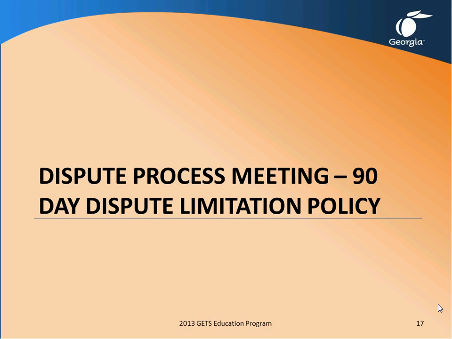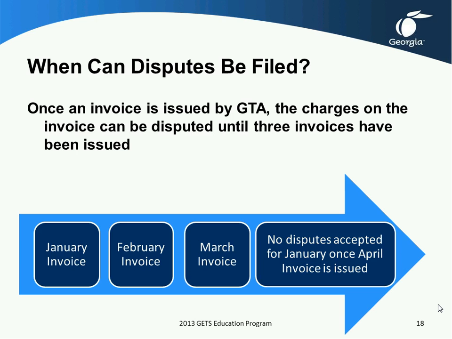The next item is the 90-day disputes limitation policy. I put the word limitation there. When can disputes be filed? Once an invoice is issued by GTA, the charges on the invoice can be disputed until 3 invoices have been issued. So, you have a January invoice. You notice something is wrong on your January invoice. You can dispute it in January. You can dispute it in February. You can dispute it in March.